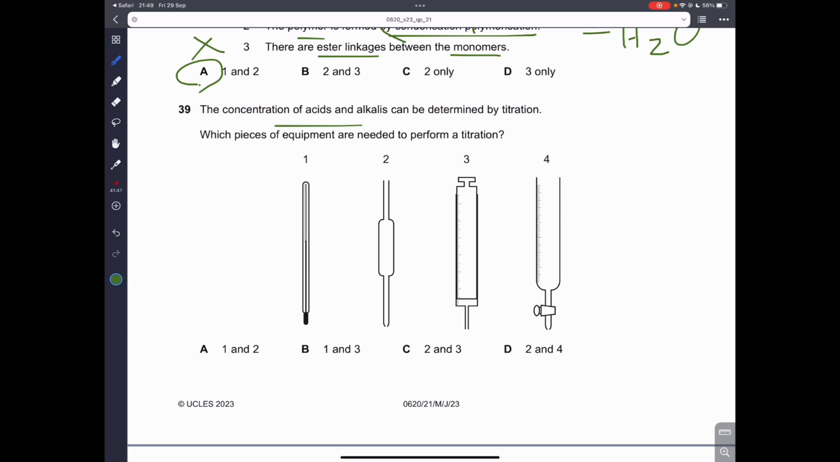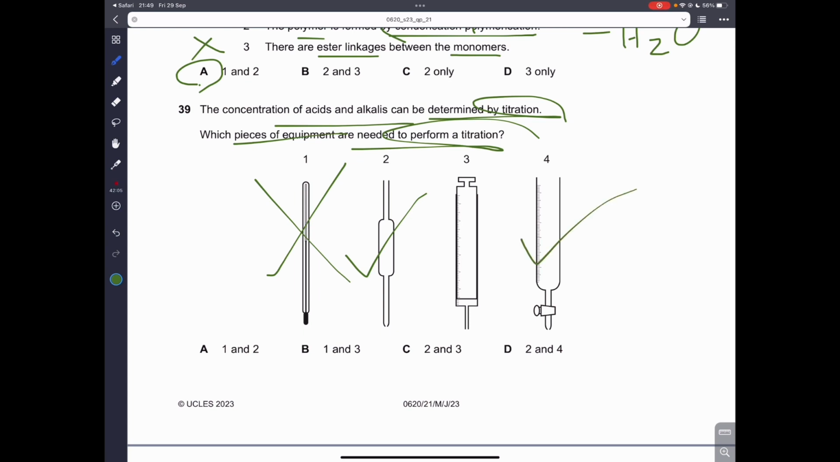39. The concentration of acids and alkalis can be determined by titration. Which pieces of equipment are needed to perform a titration? So to perform a titration, you definitely do not need a thermometer. You will definitely need a pipette. You will need the burette as well. So D is looking like the most correct answer. You don't need a syringe at all.